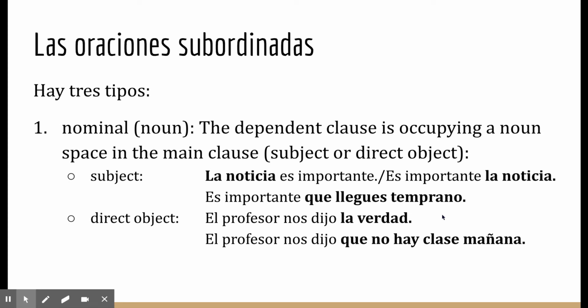I don't understand the rules at all. And it was because I didn't realize, okay, there's three different sentence types. And once you know the three different sentence types, then you know, oh, okay, I know when to use the subjunctive. All right, so here they are.